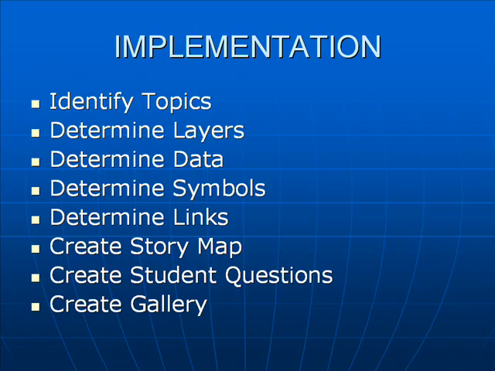Once we get that set, we work on how we're going to lay it out and divide it up, then determine the symbols that you want to use and what you think your students are going to best respond to. And if you want links to websites for further in-depth exploration, we can include those in the data tables. Once we have all that information completed, we can start actually creating the story map, importing that data, and setting the symbols. And then we can work on the student questions that go along with the story maps.